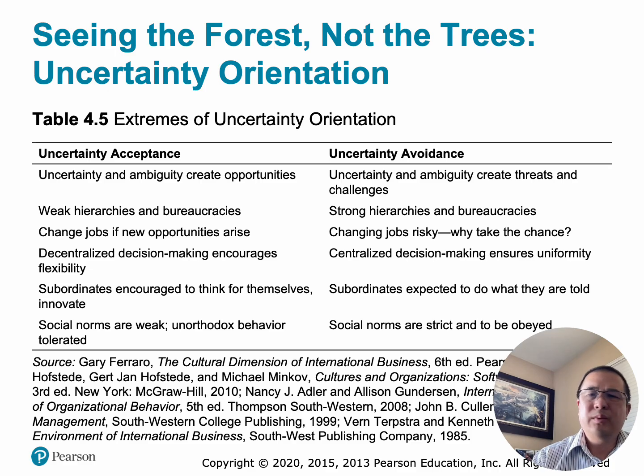Uncertainty orientation. What is this concept? This is also known as uncertainty avoidance. It compares two extremes: uncertainty acceptance, or cultures comfortable with ambiguity and change, and uncertainty avoidance, cultures that prefer predictability, rules, and stability. The main idea here is that different cultures react differently to uncertainty, risk, and ambiguity. Some societies see uncertainty as exciting, innovative, and full of opportunity. However, others see uncertainty as dangerous, stressful, and something that should be controlled.